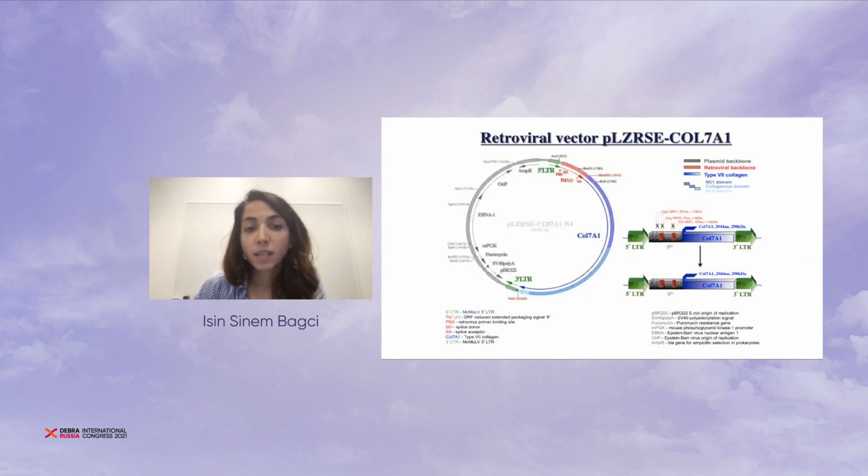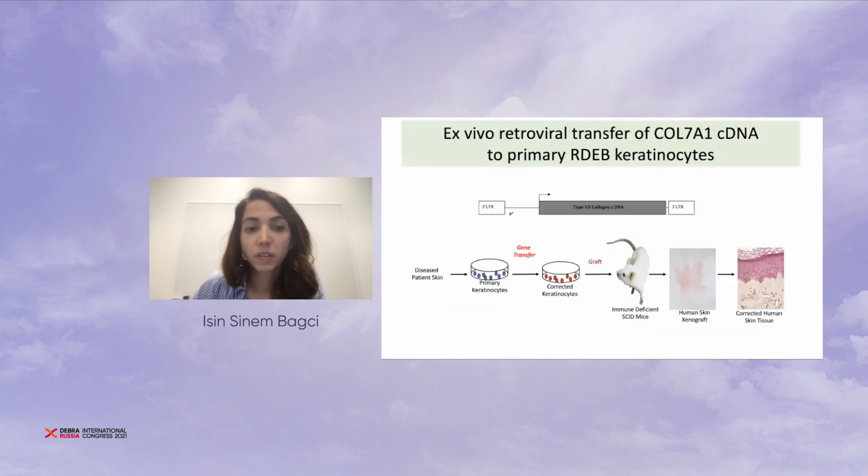Although that was a successful approach, the effects did not last long. And viruses have been demonstrated to be more efficient in transferring genes into human keratinocytes. At some point, the FDA approved the use of retroviral vectors in EB research, and this is one of the vectors designed to carry collagen 7A1 for the preclinical trials. The same approach was followed.